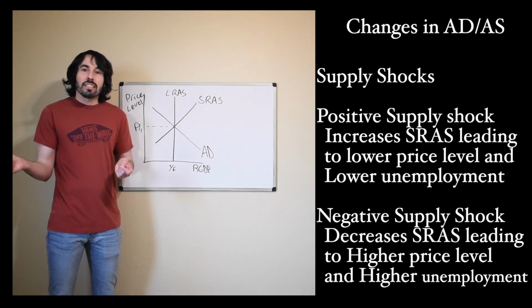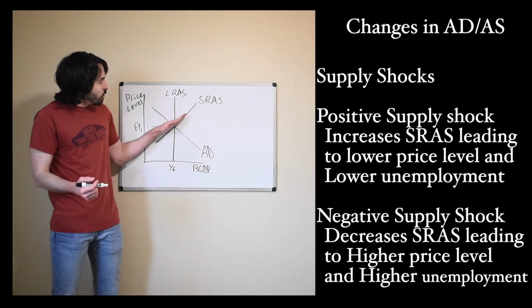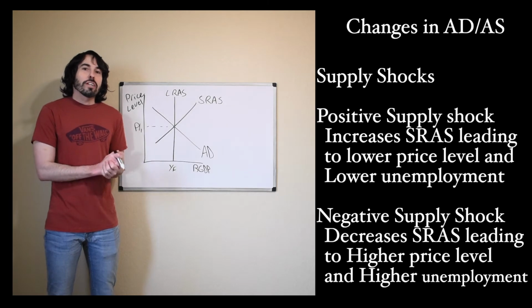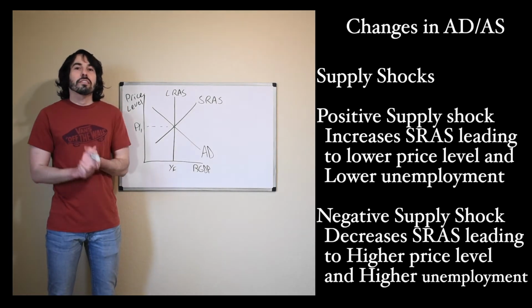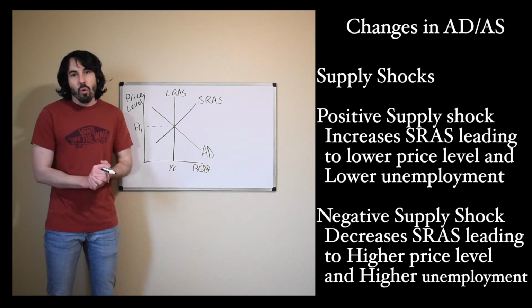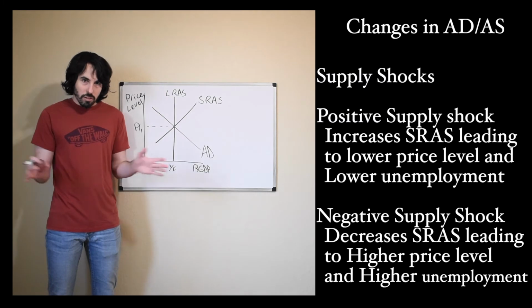A supply shock is going to be anything that causes the short-run aggregate supply curve to either increase or decrease. If short-run aggregate supply were to decrease, it's probably going to be because of an increase in input prices, namely oil. If oil increases in price, that makes everything harder to make, literally everything.